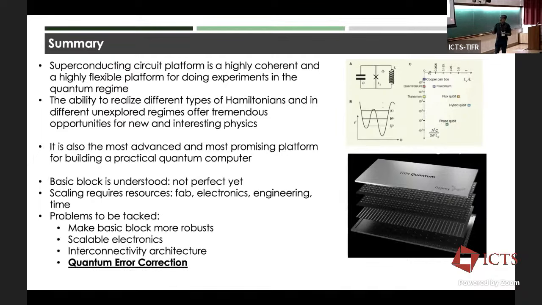And the few things you have to solve is that you have to make these building blocks more robust to errors and increase the coherence. You have to get the electronics scalable. I gave you this example of how many components it takes to control 1 qubit. You can't just multiply that by 1,000 or 1,000,000 to make practical systems. One does have to work on the interconnectivity architecture to get more dense connectivity without having errors, and quantum error correction is going to be a very important milestone to turn this into a practical, useful system.